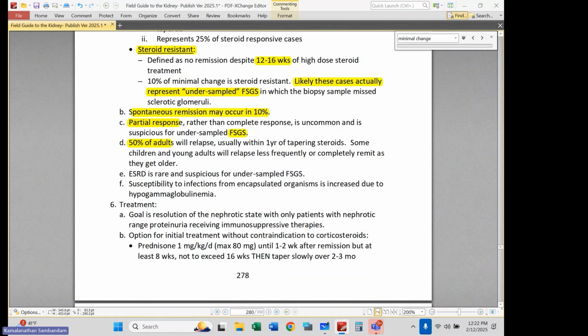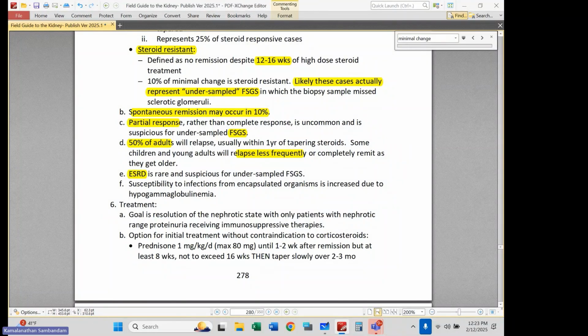In general, there is a trend towards less relapses as you age. So it is the case that some pediatric patients who have a course that is frequently relapsing during childhood relapse less commonly or permanently remit in adulthood. Okay, that is a pattern that's also described.